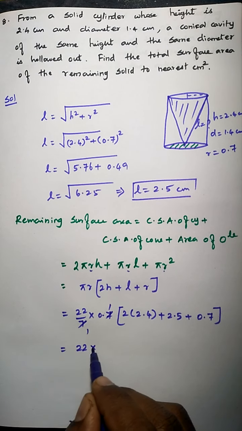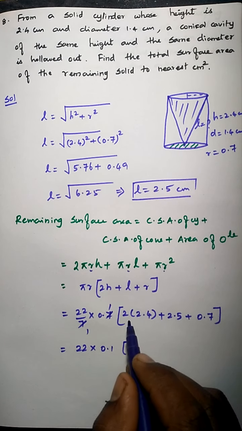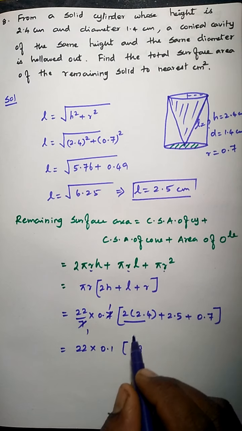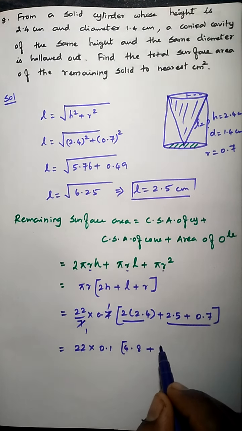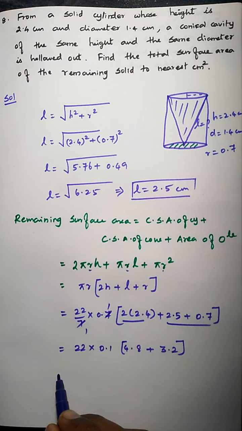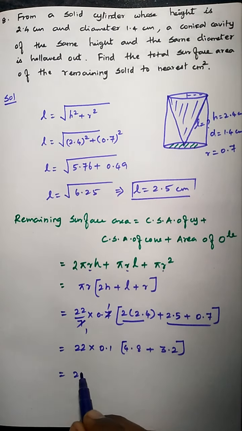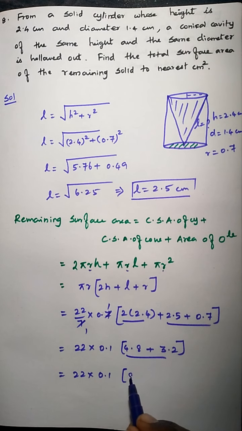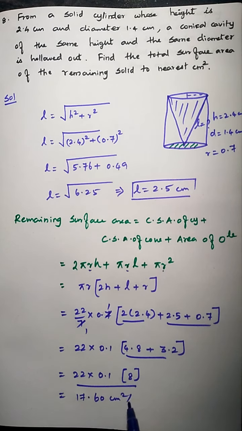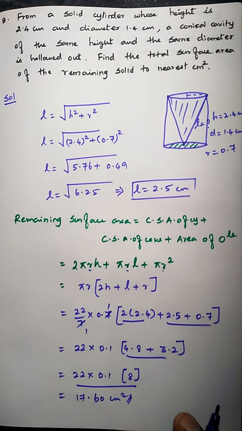So 22 into 0.1 into, multiply this, 2 times 2.4 is 4.8, plus 2.5 plus 0.7, you will get 8. Now multiply all these three, then you will get 17.60 centimeter square, which is the remaining surface area of the solid. Okay, hope that you understand.